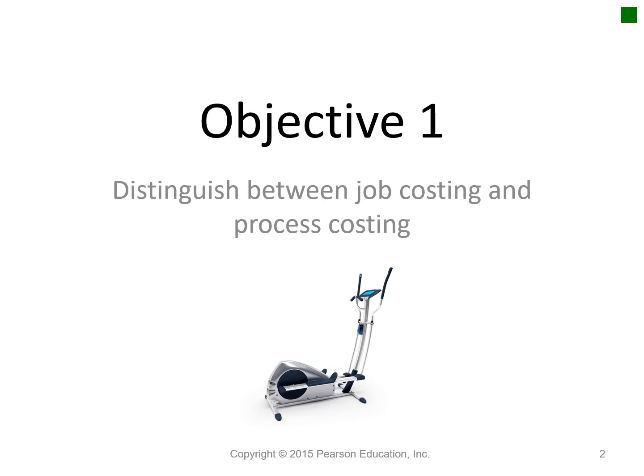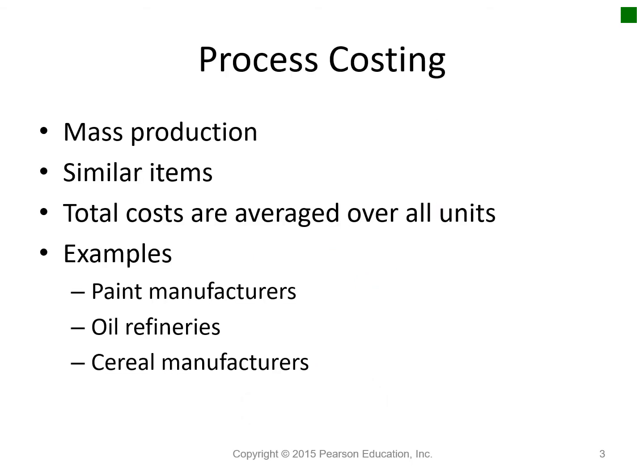Okay, so the first objective here is we're going to talk about the differences between job order costing and process costing systems and how you come up with the cost of a particular product. So again, the two basic costing methods are job order costing, or just job costing, and process costing. And usually it's the type of company, what the company's operations produce or do, that will determine the type of costing method.